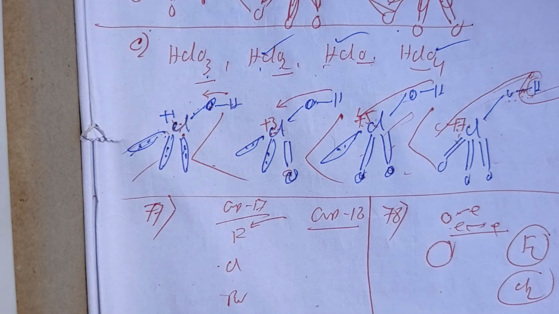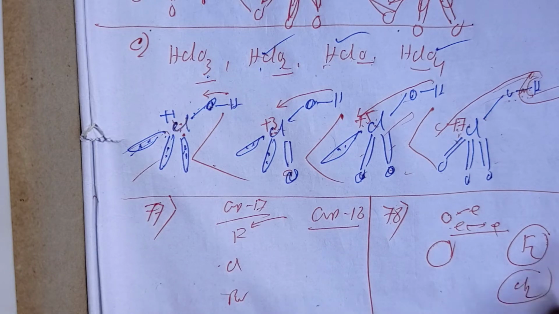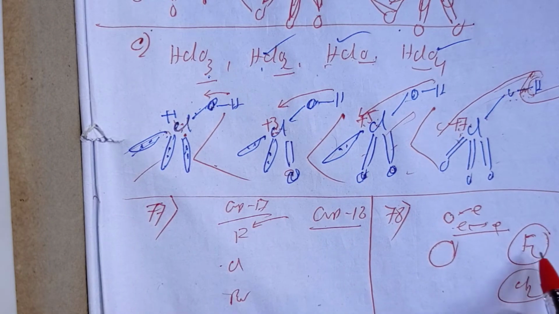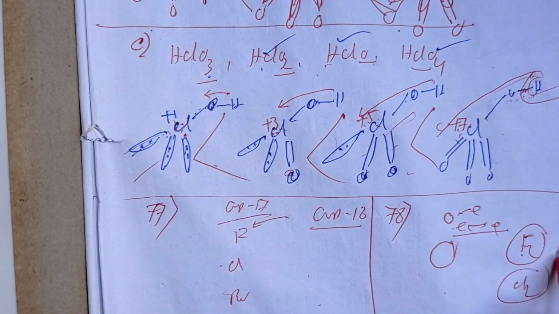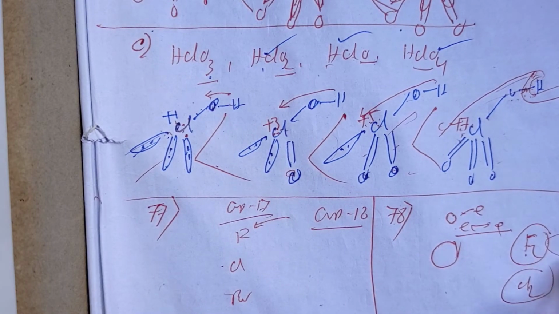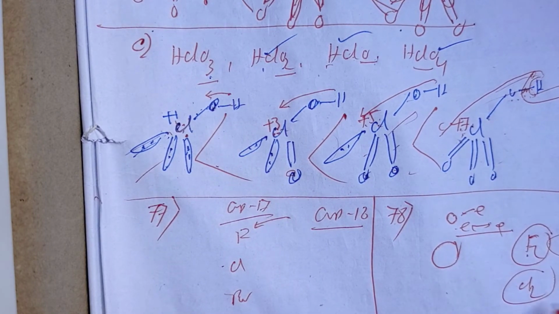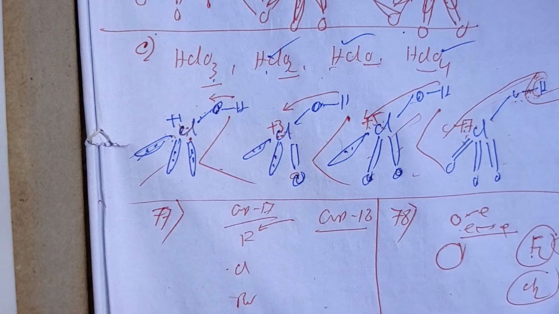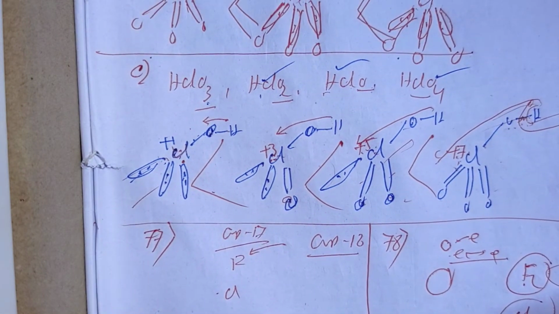Because fluorine is very small in size and electron repulsion takes place here. Although the electron gain enthalpy of fluorine is less negative compared to chlorine, it is a stronger oxidizing agent than chlorine. Because why? Fluorine's size is small and electron repulsion is greater, so this bond is weaker, the fluorine bond is weaker and easily dissociates. The chlorine bond does not dissociate easily. This is the proper answer to the question.